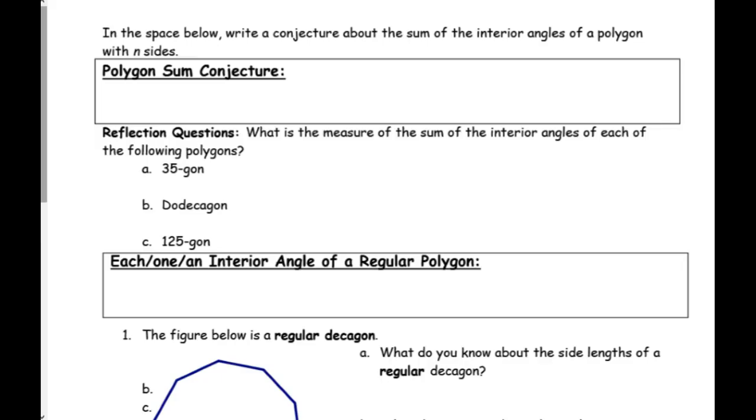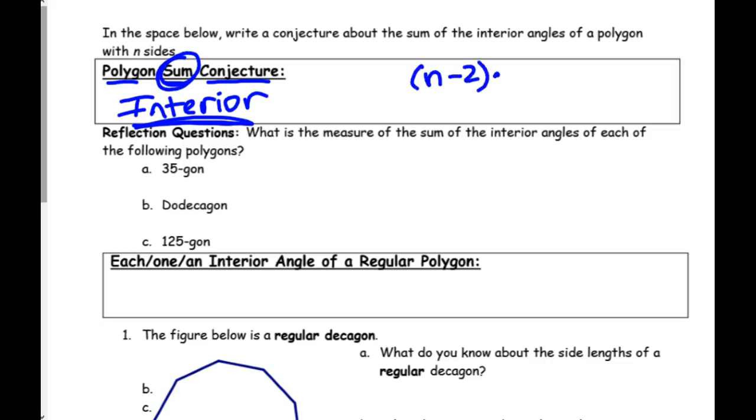So right here at the top, the polygon sum conjecture. And write the word interior. Today we've only talked about the inside. So for the interior angles, if you see this key word, sum, you're going to use n minus 2 times 180. Okay? The number of sides minus 2 times 180.